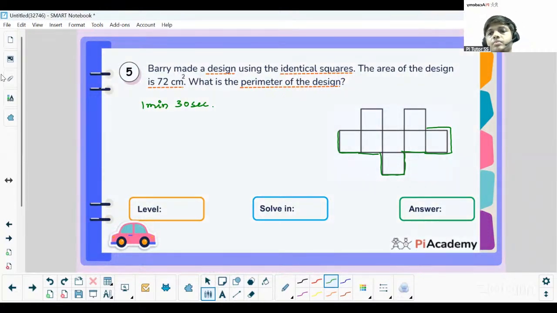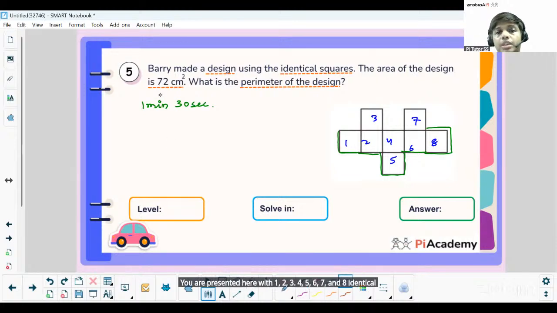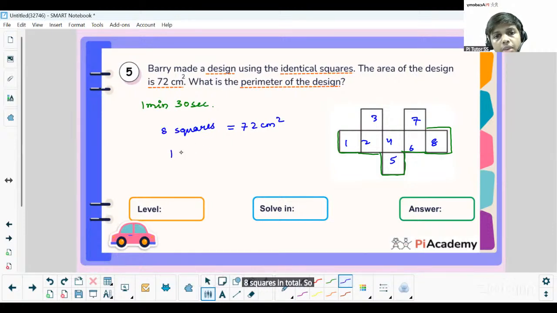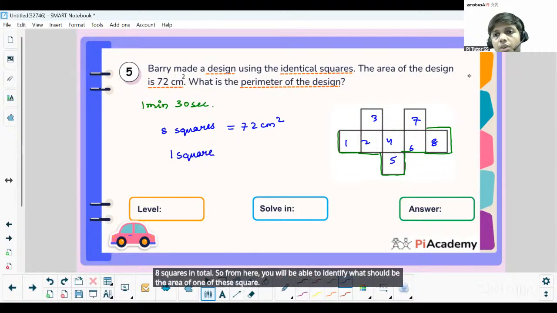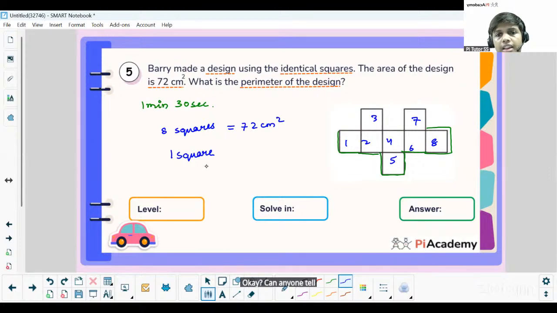So I would give you a little hint. You are presented here with the 1, 2, 3, 4, 5, 6, 7, and 8 identical squares. So it is like this: the total area of 72 centimeters square is present here for 8 squares in total. So from here, you will be able to identify what should be the area of one of these squares. Can anyone tell me what should be the area of one of the squares here? Ayan, can you identify?